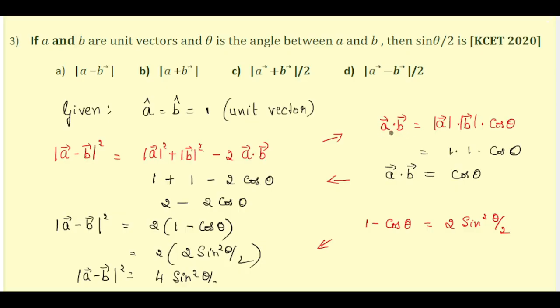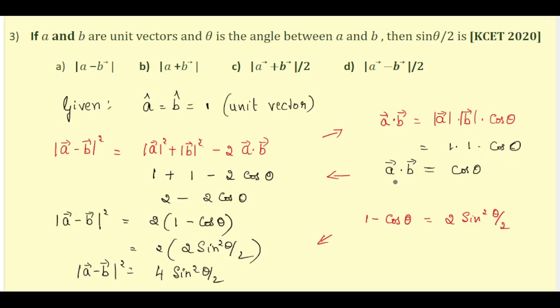the angle made between the two vectors is given by A vector into B vector into cos theta. We know the magnitudes of A vector and B vector are 1. So 1 into cos theta. So the dot product of A and B is cos theta. Substitute this here. So we get 1 plus 1 minus 2 into cos theta, which will become 1 plus 1 is 2, 2 minus 2 cos theta. Taking 2 outside, we get 1 minus cos theta.